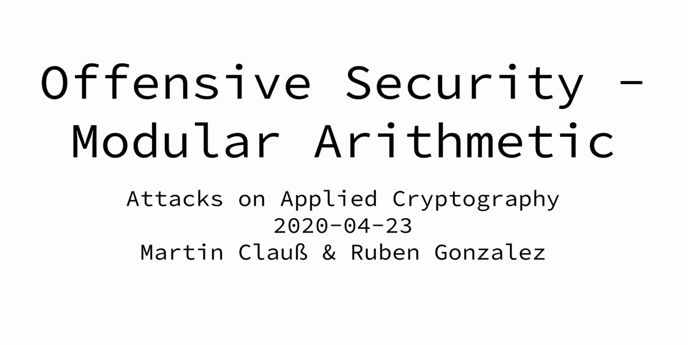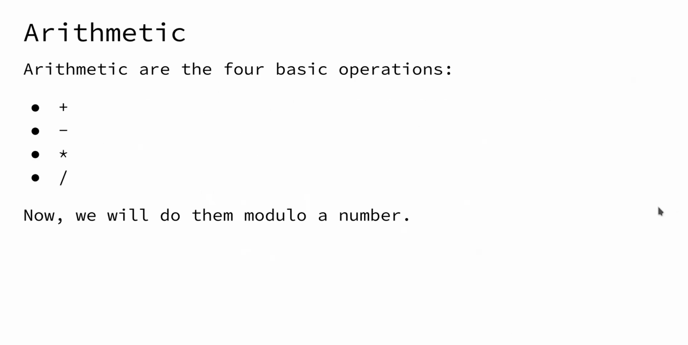First, we're gonna do a little bit of a refresher in modular arithmetic. So what's arithmetic? Well, as you know, since elementary school, arithmetic are those four operations: adding, subtracting, multiplying, and the division. As you've probably learned in one of your math lectures and immediately forgotten, we can also do that modulo a number.